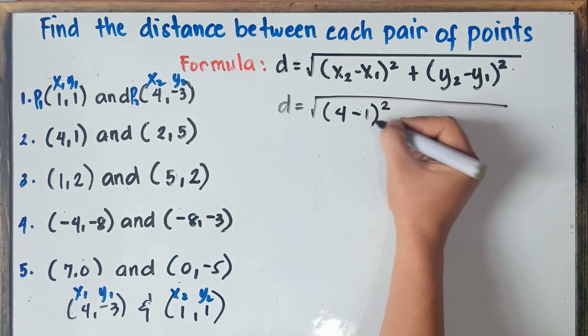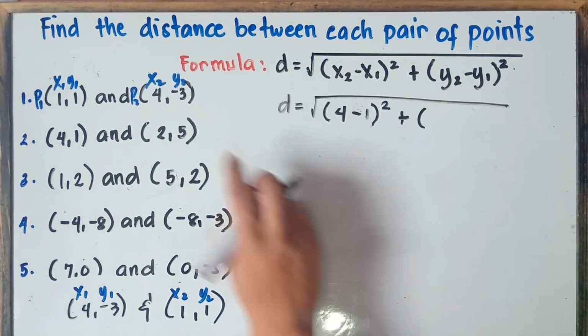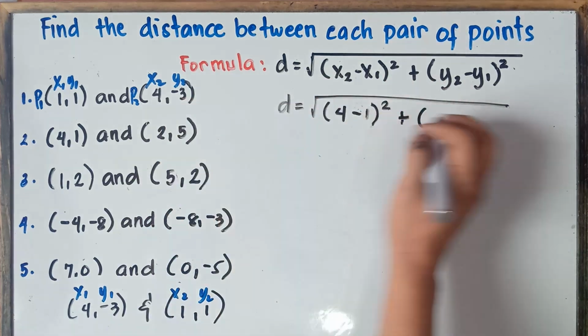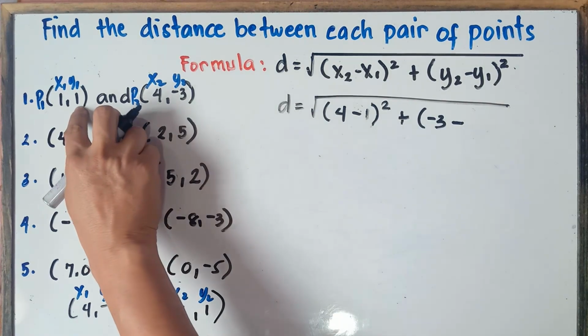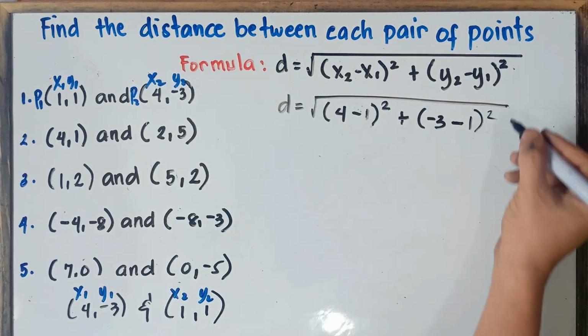Do it step by step. Copy the plus sign. Copy the open parenthesis. Y sub 2 is negative 3. Copy the minus sign. Y sub 1 is 1. Do it step by step. Close parenthesis, and then squared.